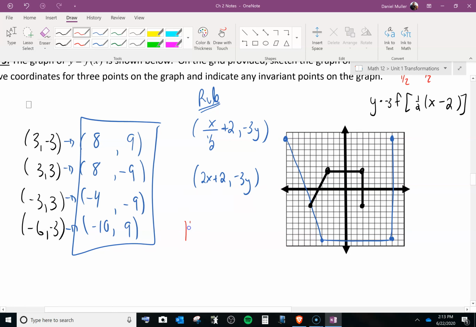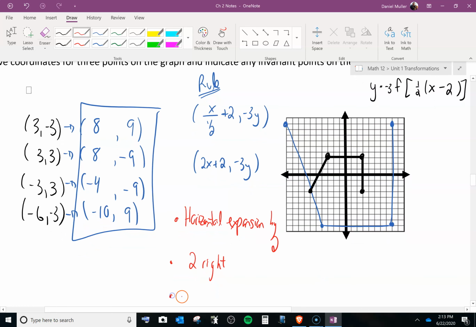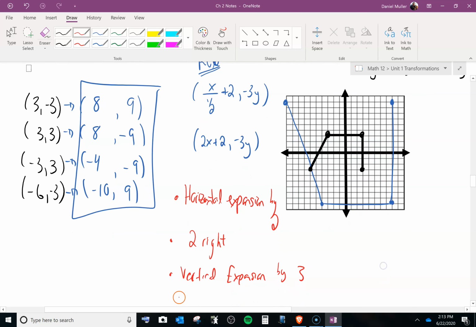So affecting the horizontal stuff. So horizontal, I'm timesing by 2. I'm making it bigger. So expansion by 2, or you could say by a factor of a half. And then you would say I'm going 2 to the right, or right by 2. And then the y stuff is a vertical expansion by 3. But then we also have a vertical.